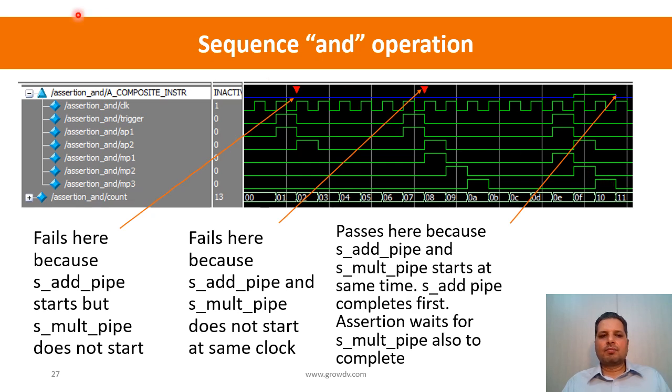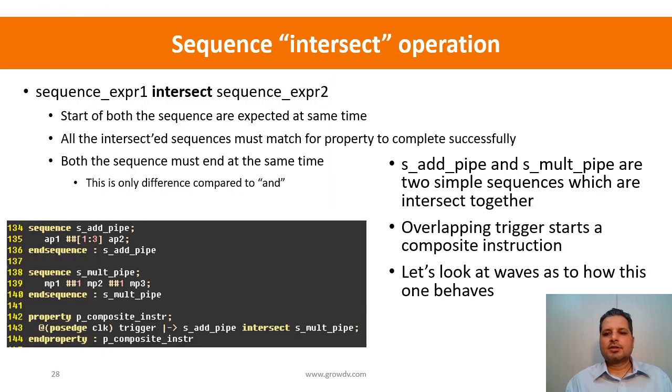Okay, let's look at the intersect operator. The usage of the intersect operator is something like this: you say sequence expression 1 intersect sequence expression 2. The expectation is that the start of both the sequences happens at the same time, and both the intersected sequences, or as many sequences as have been intersected, must match.